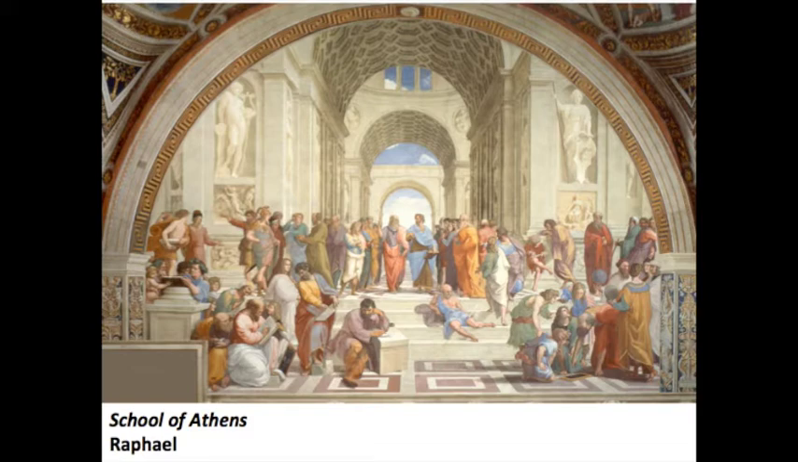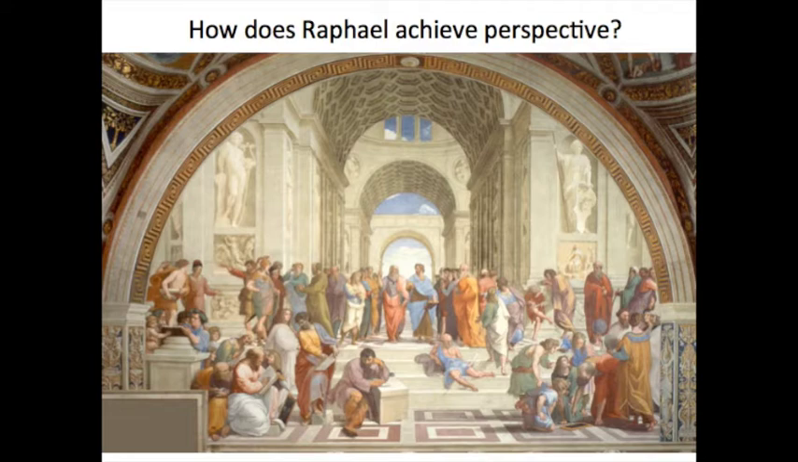So let's take a closer look at how the illusion of perspective is achieved. This is a very well-known painting by an artist called Raphael, and the painting is called School of Athens. This is one of the most famous paintings for showing the early attempts at creating perspective, or making it look like there's space in an image, even though we know it's on a flat surface. So how does Raphael achieve perspective? Well, there are 5 different ways.